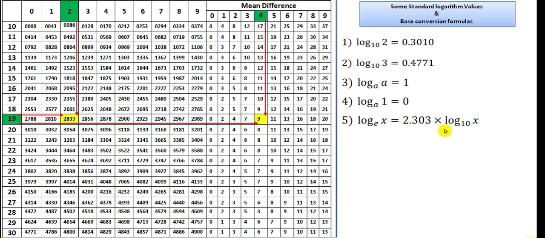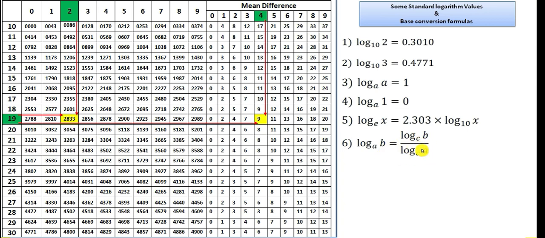The next is this. Every time you will not get it in base e or base 10, it is not certain. So sometimes you may get it in some different base. In that case, you have to use this formula. What is that formula? Log of B base A can also be written as log of B base C divided by log of A base C.